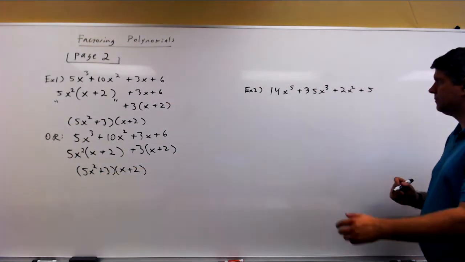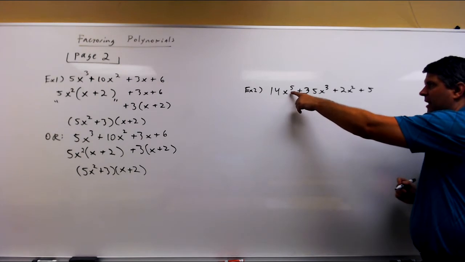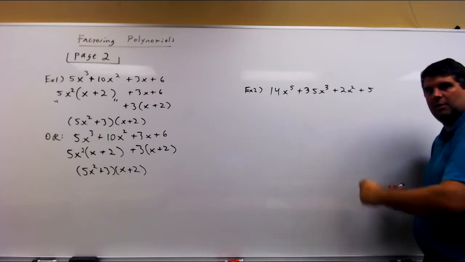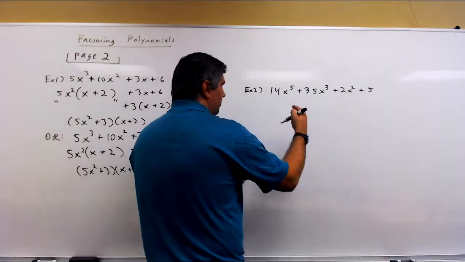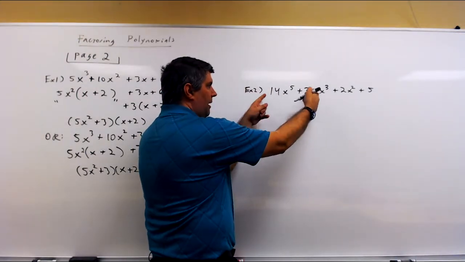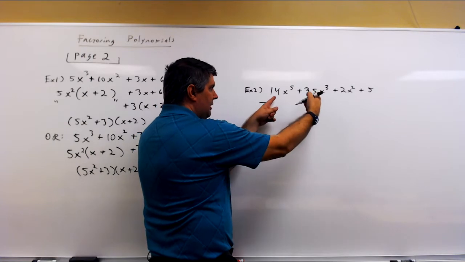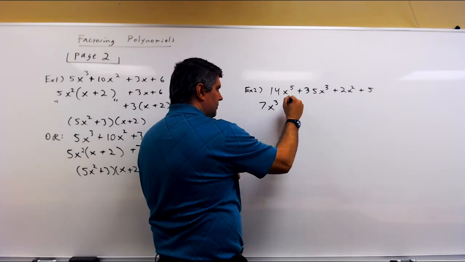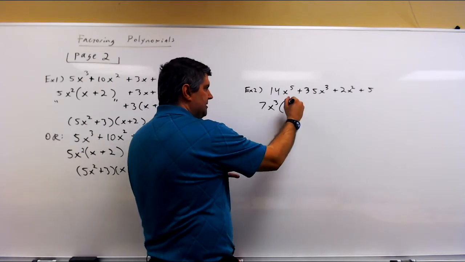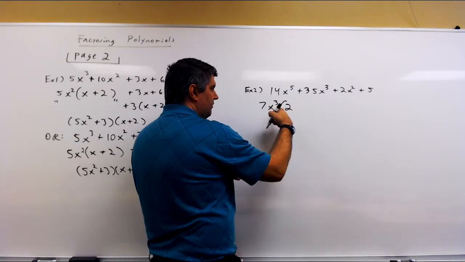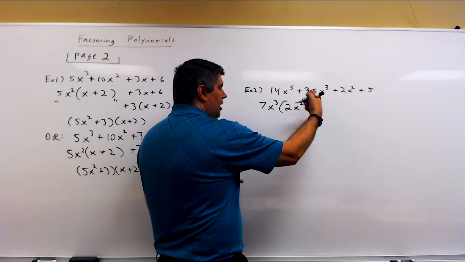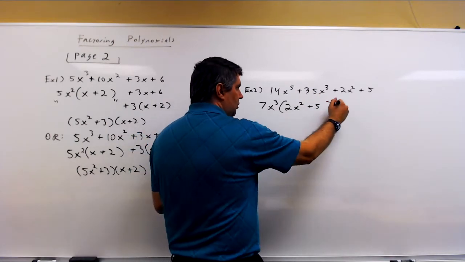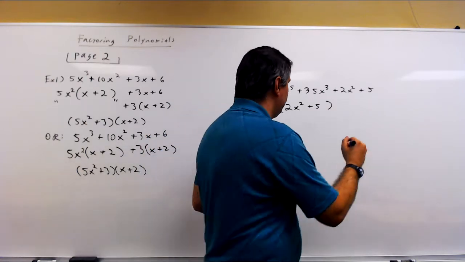Over here, it's in descending order because the powers of x are 5, 3, 2, nothing. All right? Now, these 2 terms are divisible by 7. The lowest appearing power between the 2 of them is an x cubed. So 14 divided by 7 is 2. The x to the 5th divided by x cubed is x squared. 35 divided by 7 is 5. The x cubes cancel. Okay?